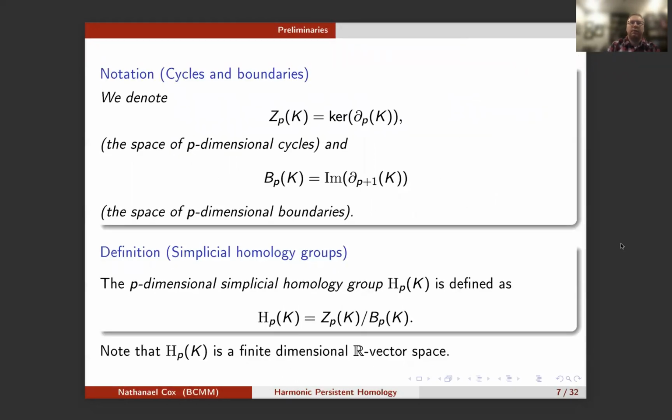Some notation to go along with this: Z_p(K) will denote the kernel of the P boundary map, and B_p(K) will denote the image of the P plus first boundary map. And we'll refer to these as the space of cycles and the space of boundaries respectively. Because of the property that B_p(K) is contained in Z_p(K), we can take a quotient space, and that quotient space is called the P-dimensional simplicial homology group, H_p(K). And in this context, H_p(K) will be a finite dimensional R vector space.